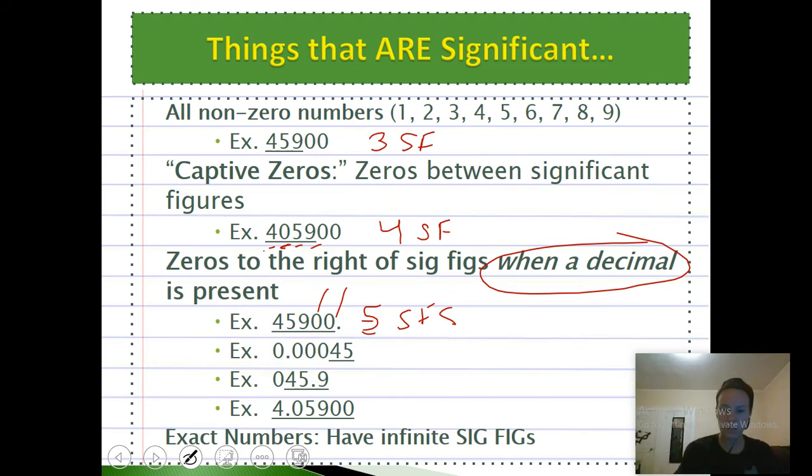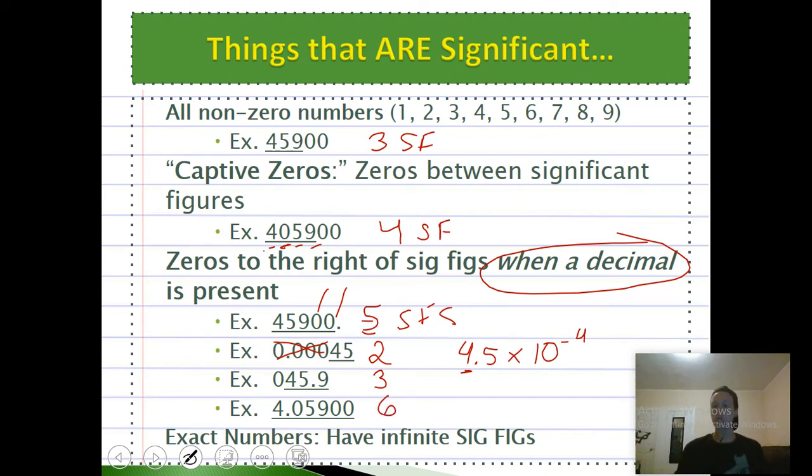This one only has 2 sig figs. Leading zeros, numbers in front, are not significant. They're just placeholders. You could also rewrite this in scientific notation, which we'll talk about later. The whole purpose of that is that in scientific notation, the coefficients, or whatever number goes in front, are the only ones that count. So that would have 2. This one here, 45.9, would have 3 significant figures. And this one, 4.05900, has 6 sig figs.